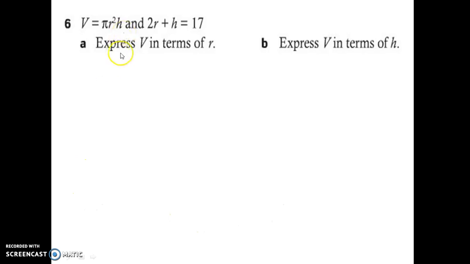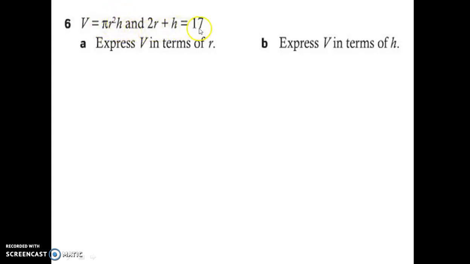Number 6, give this one a try. Okay, so A says express V in terms of R. Here's our V equation. It needs to be in terms of R. So we need this H variable to disappear. Don't let the pi confuse you. Pi is just a number. So imagine this was a number like 3. It would just be a number that remains. All we want to get rid of is the H variable.